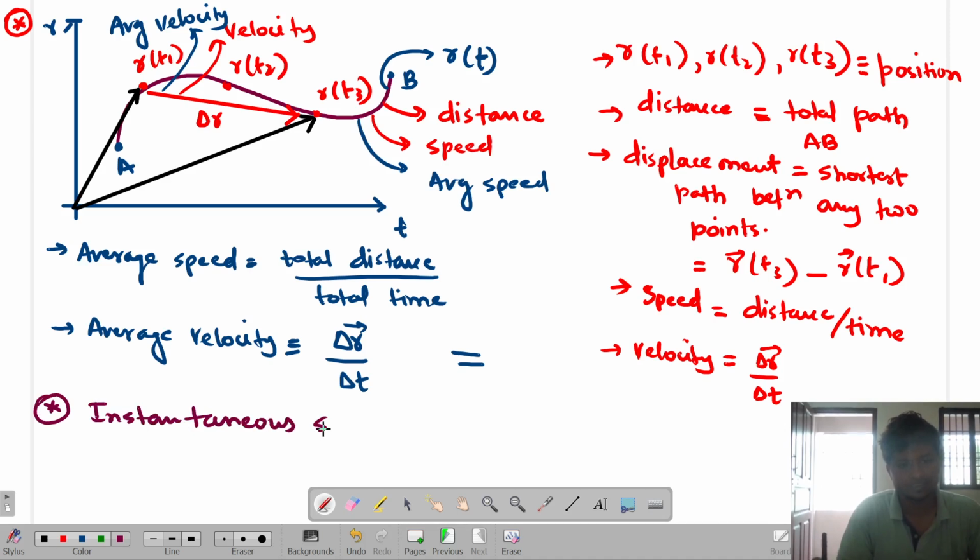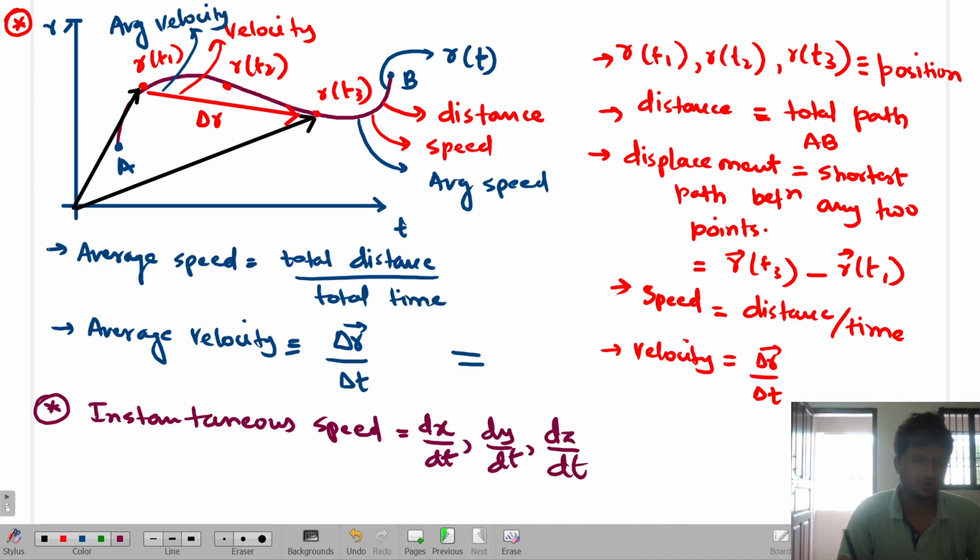So, instantaneous speed is simply either dx by dt or dy by dt or dz by dt if the particle is moving in all three directions. Got it or not? Means I'm trying to find it in every direction. So, it is just like finding these points. Defining instantaneous speed or instantaneous velocity means defining the speed at the smallest intervals of time. Are you able to get me?